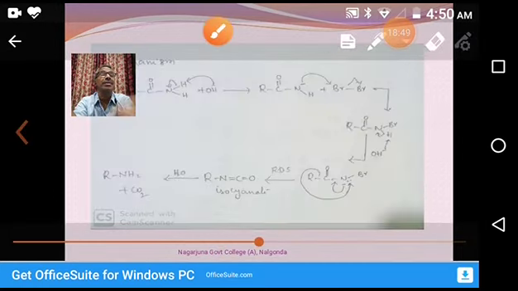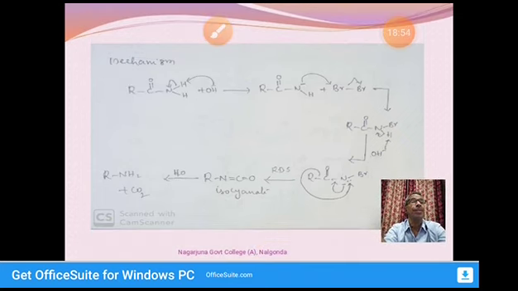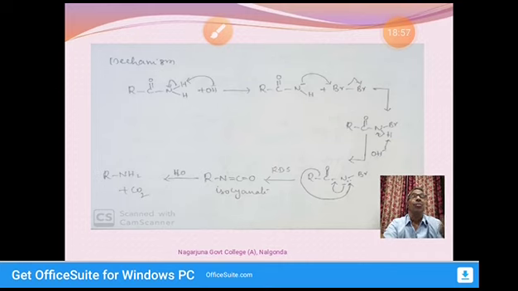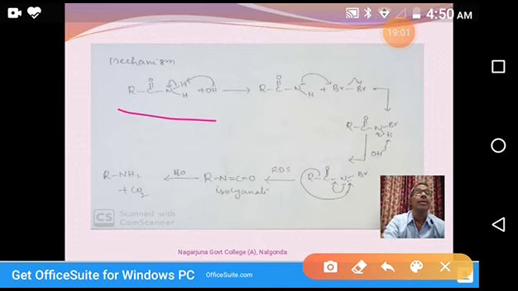Okay, then next slide, which is the mechanism. See the mechanism carefully. First, amide is our starting compound. The amide reacts with a base which abstracts a proton from the NH2 group. NH2 is linked to the carbonyl group, an electron withdrawing group. Due to the electron withdrawing nature of the carbonyl group, the hydrogen attached to nitrogen becomes a polar bond. That's why it becomes acidic.